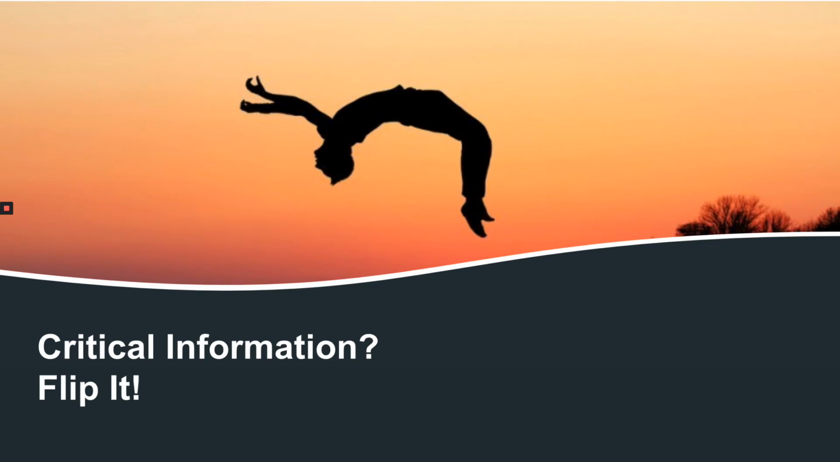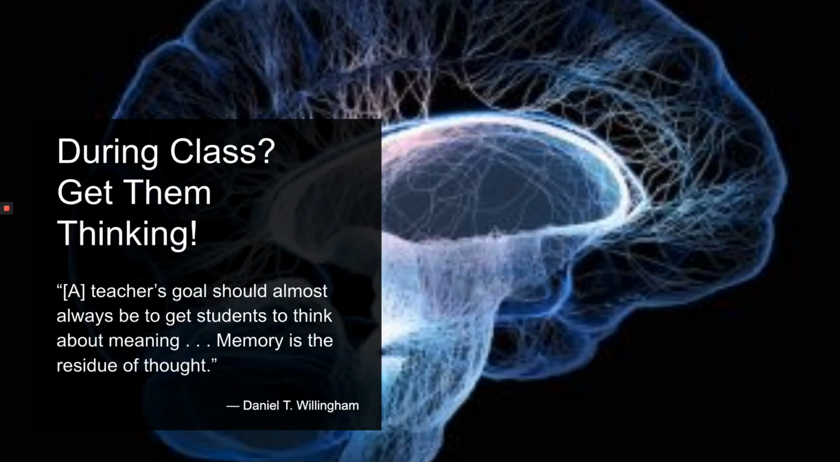Save your direct instruction for those items that really require you being there, transmitting that information in the classroom. What do we do during class then? We want to get them thinking, right? And Willingham, whose work is well known, says that a teacher's goal should almost always be to get students to think about meaning, because memory is the residue of thought. So we want classes that are thinking rich, that are active.